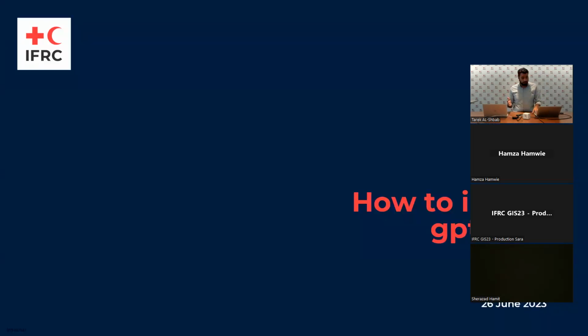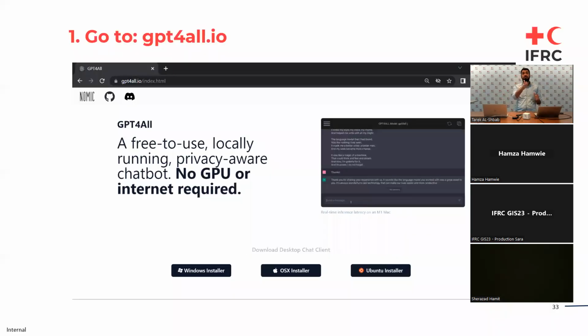How to install GPT for All? Just go to gptforall.io. That's all. You click Windows installer if you are on Windows, or you click Mac if you are on Mac, Ubuntu if you are on Ubuntu, and you install it like you install any normal software.